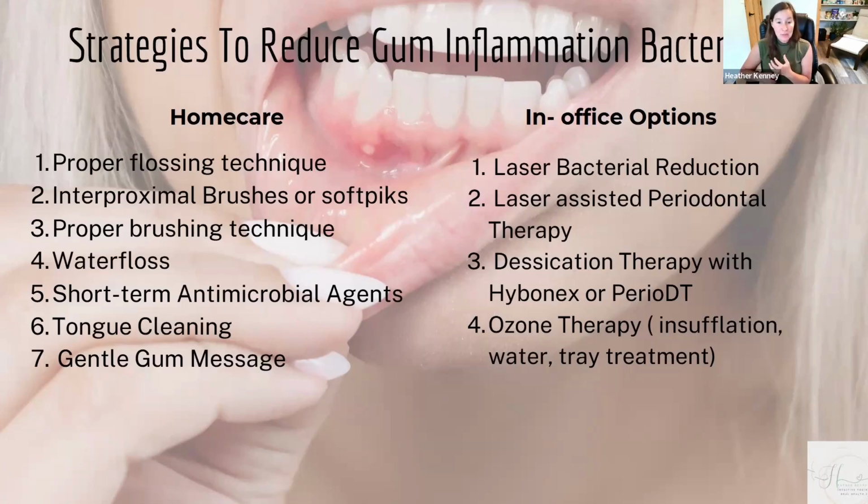Proper brushing technique, super important, making sure that we're getting to all the angles, and using only short-term antimicrobial agents, and then really focusing on how we're going to balance out. Things we could consider in the office for treatment: laser bacterial reduction, laser-assisted periodontal therapy, desiccation therapy with Hybenex or Perio-DT does a really nice job at disrupting biofilm. And then ozone is amazing. So insufflation, water, or tray treatments can be really great options too for chairside treatments to disrupt biofilm.